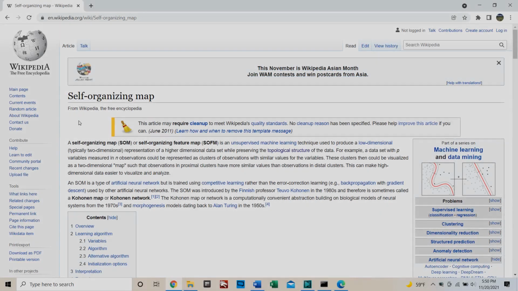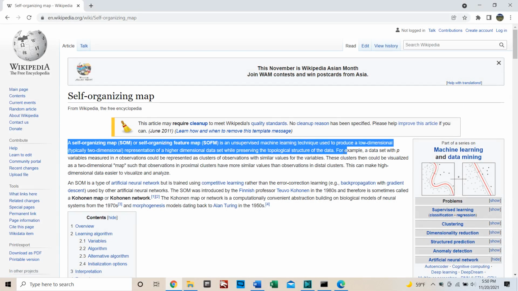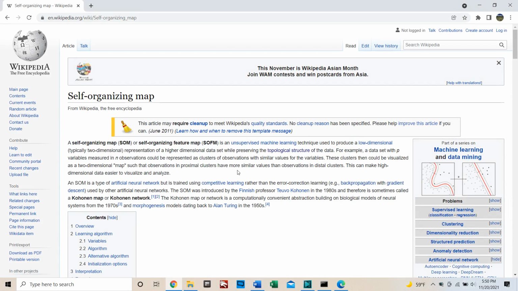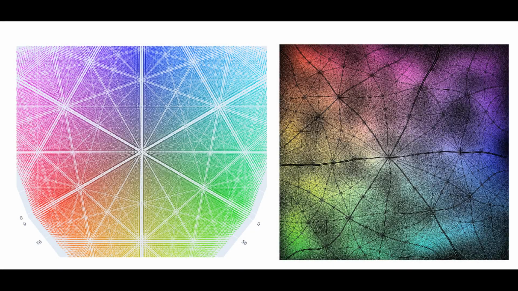One of the features of the SOM is that it produces a 2D representation of a higher dimensional data set while preserving the topological structure. So not only does the SOM learn the colors present in the training data, but it is such a good learning algorithm that it also picks up on the spatial structure of the lattice.